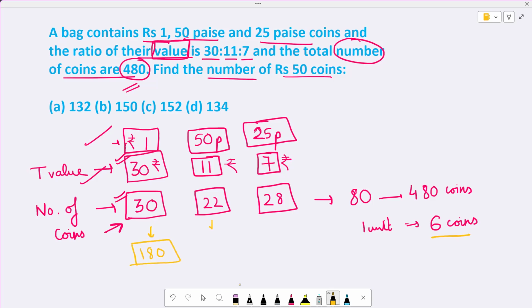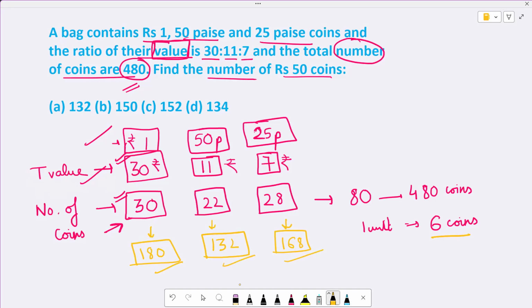In actuality, how many 50 paise coins are there? 22 multiplied by 6, which will be equal to 120 and then 12. So it will be 132. Further, if we need to find the 25 paise coins, 28 will have to be multiplied by 6. So again 120 plus 48. So it will be 168. So these will be the number of coins respectively.